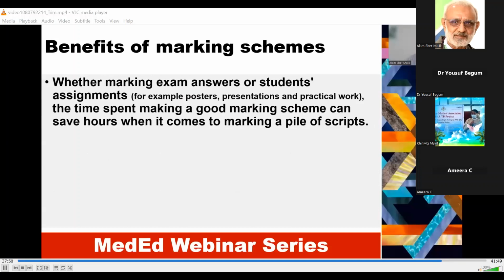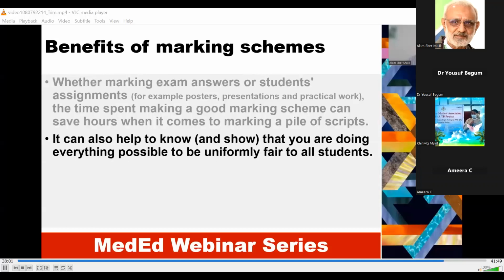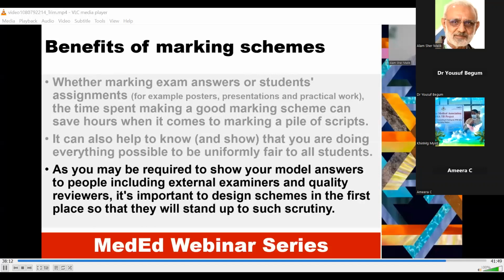Whether marking exam answers or students' assignments, the time spent making a good marking scheme can save hours when it comes to marking a pile of scripts. It can also help to know and show that you are doing everything possible to be uniformly fair to all students. As you may be required to show your model answers to people including external examiners and quality reviewers, it's important to design schemes in the first place so that they will stand up to such scrutiny.